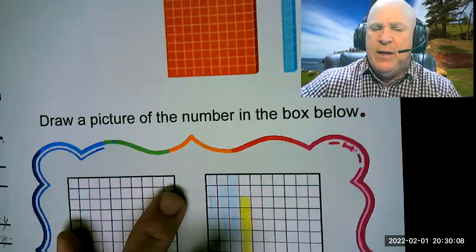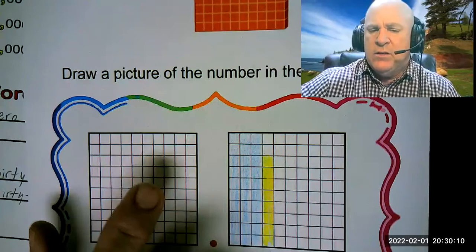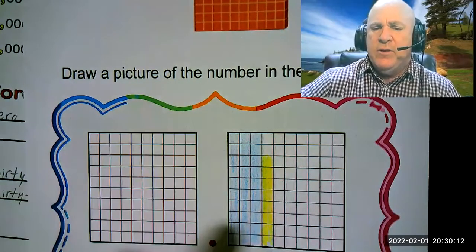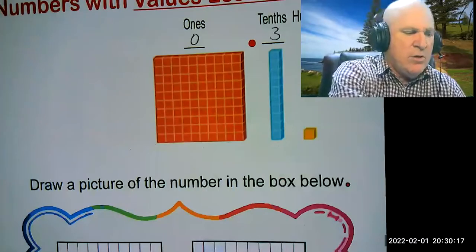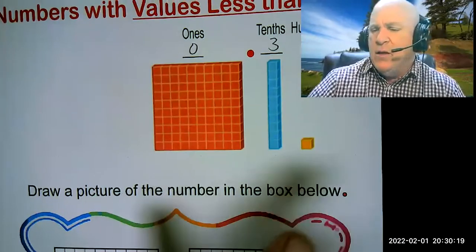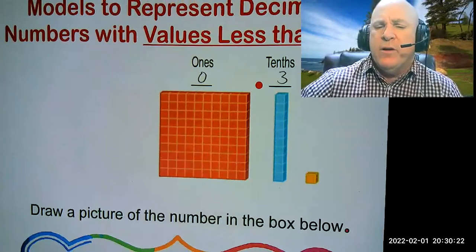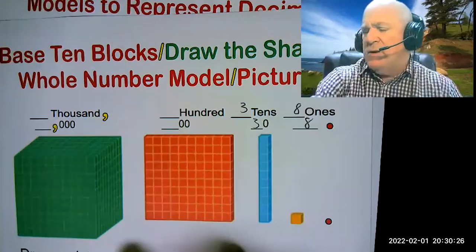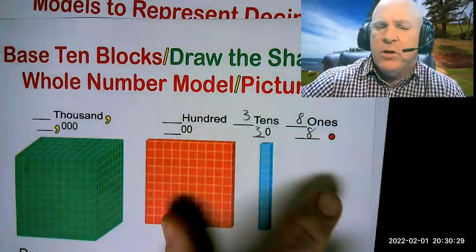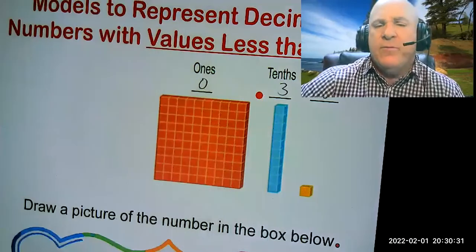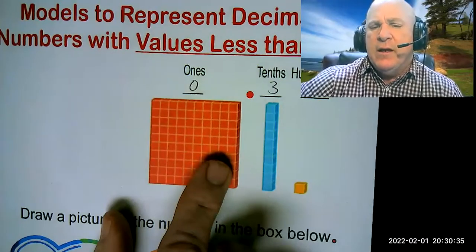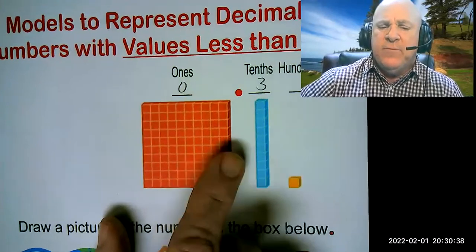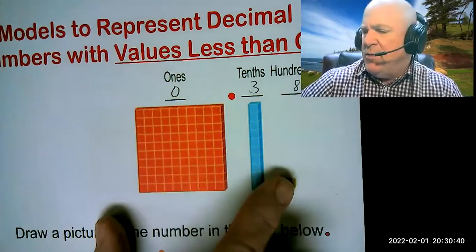So 0 and 3 tenths and 8 hundredths, and I even kept the colors the same. So maybe one thing that you can do is possibly say, let's use one color for hundreds, tens, and ones, and a different 2 colors for ones, tenths, and hundreds, because they're going to look different to your kids. And so that would be the next step.